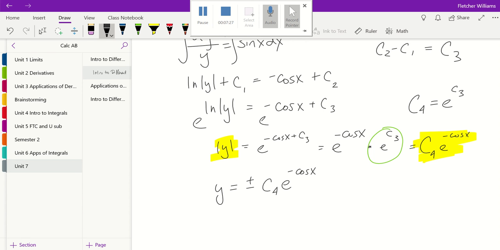But let's see. Wait. Where are my notes? I guess I should just leave it there. Well, no, I'll go a step further.